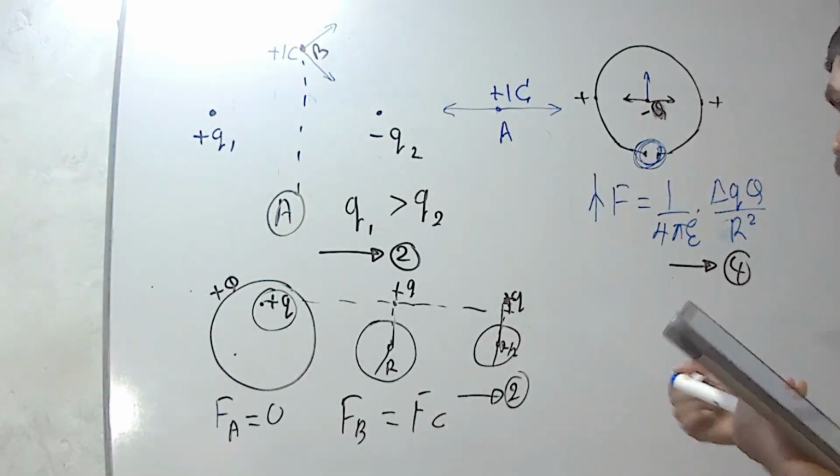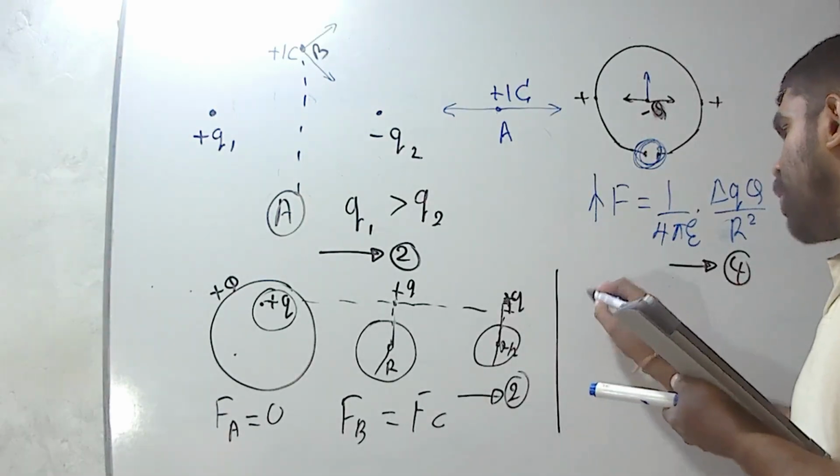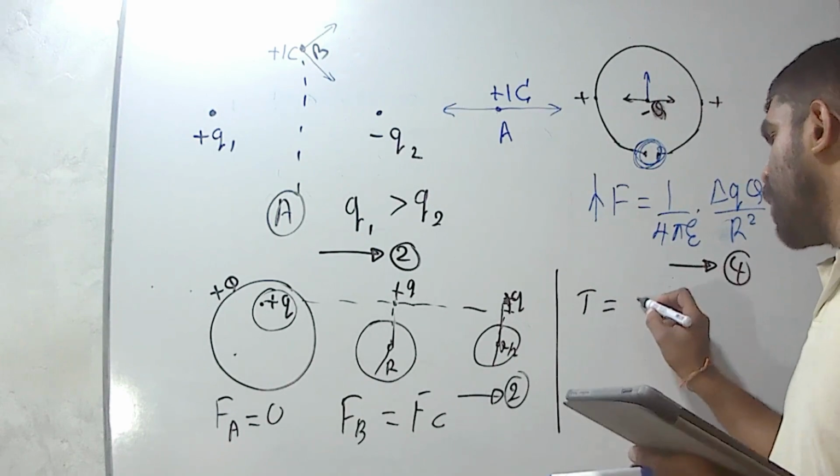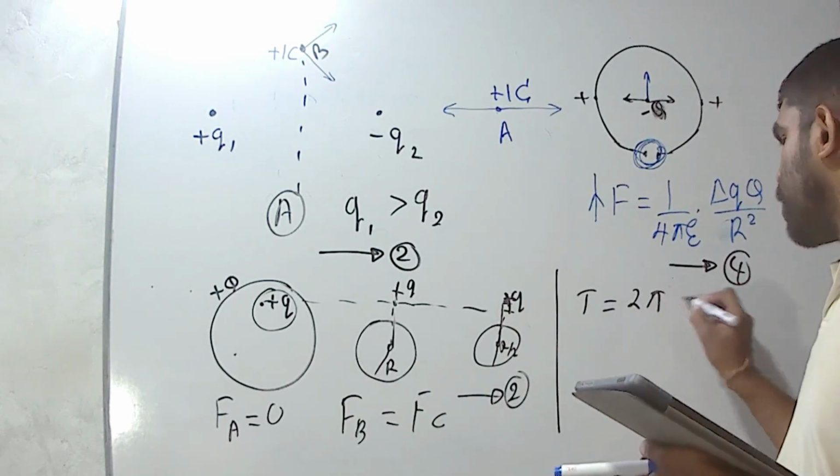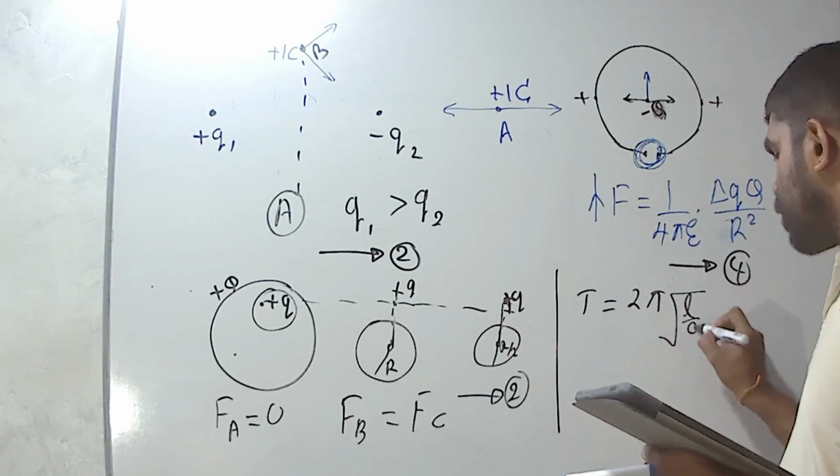We know that the period of a simple pendulum is 2 pi root L over g.